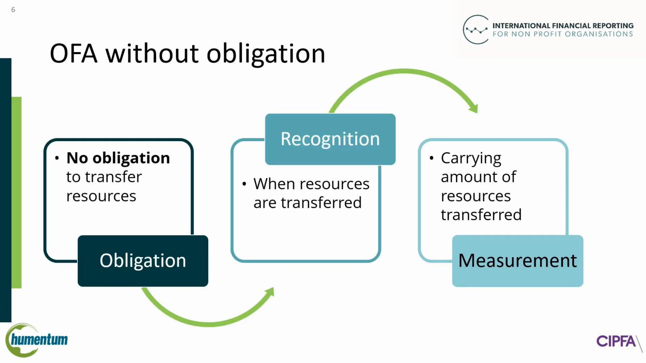Let's start with other funding arrangements. An OFA may arise without any obligation for the grant-providing NPO to transfer resources. For example, a grant-providing NPO may decide to make a donation to a grant recipient, where no written or oral agreement has been put in place, and the grant recipient has no expectation of receiving the resources.